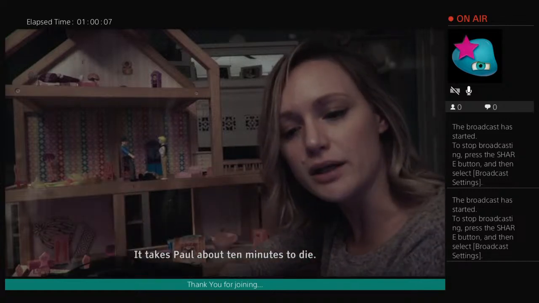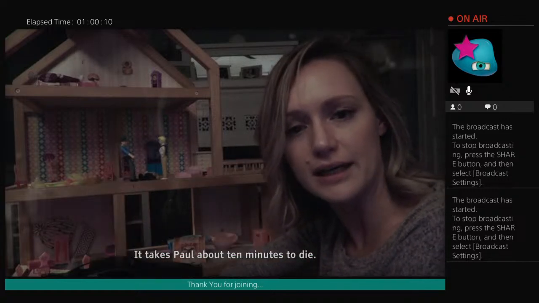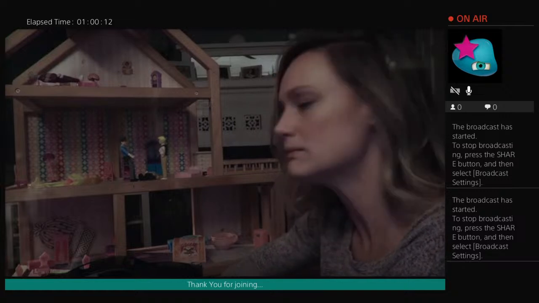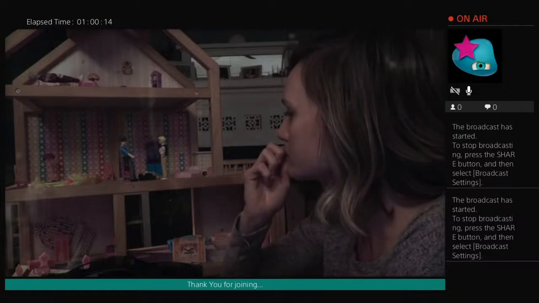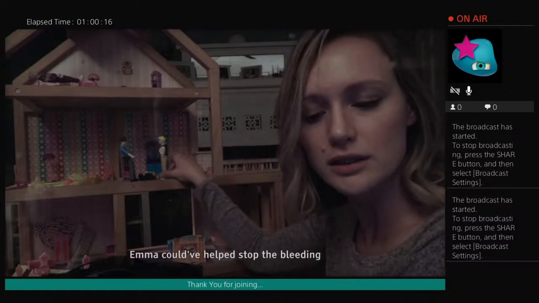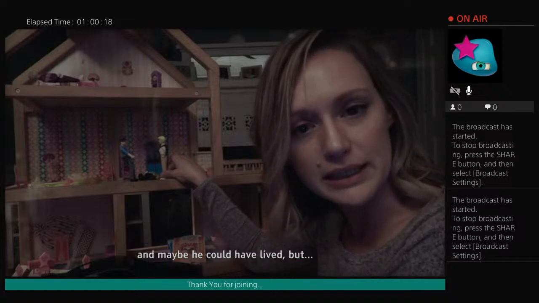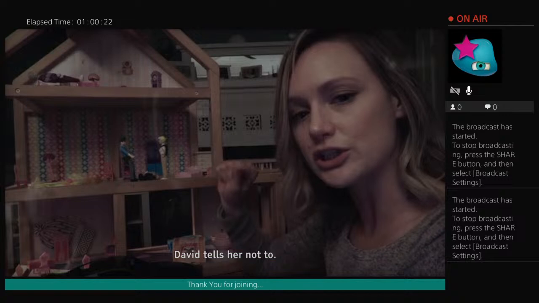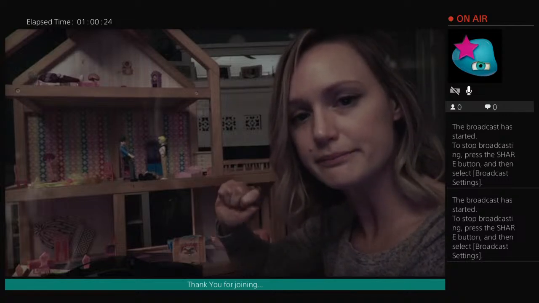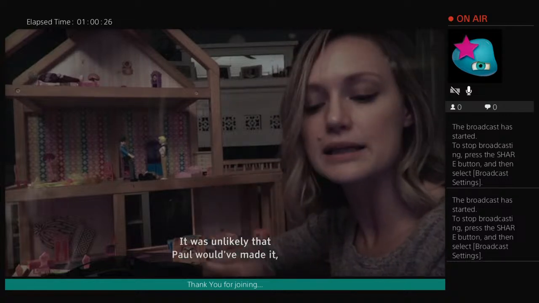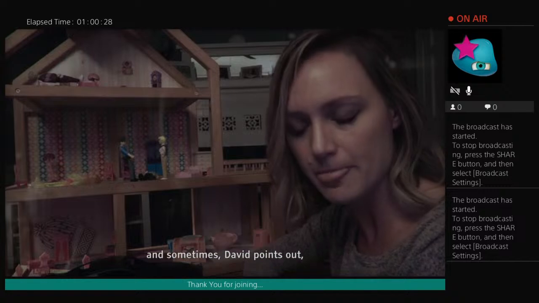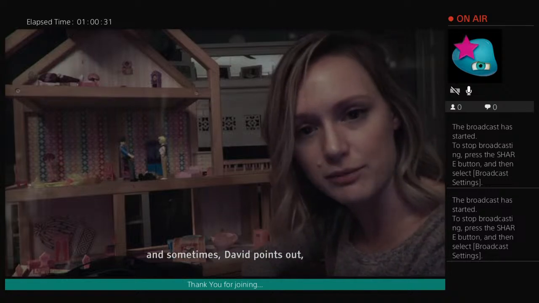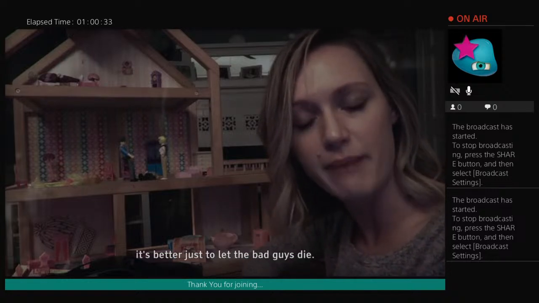It takes Paul about 10 minutes to die. Emma could have helped stop the bleeding and maybe he could have lived, but David tells her not to. It was unlikely that Paul would have made it. And sometimes David points out it's better just to let the bad guys die.